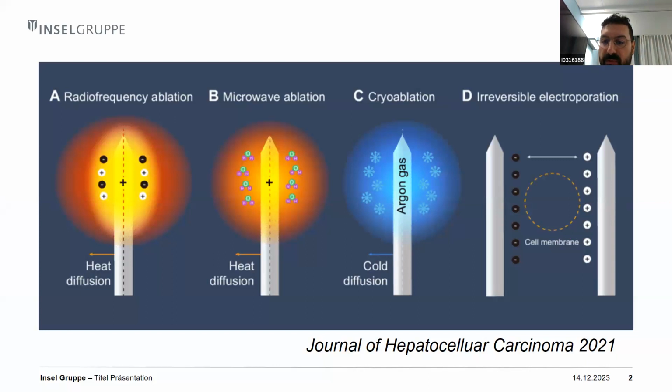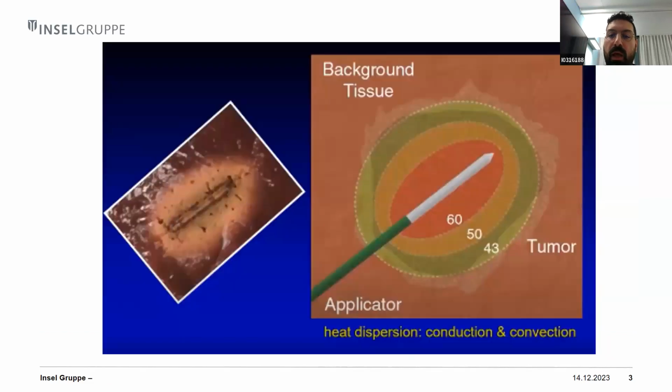RFA involves delivering a high-frequency alternating current that increases the temperature inside cells, which induces coagulative necrosis of the targeted tissue, leading to apoptosis. RFA causes tissue injury by focal hyperthermia, which is thought to alter the tumor microenvironment, ultimately damaging cells at the membrane and at the subcellular level.